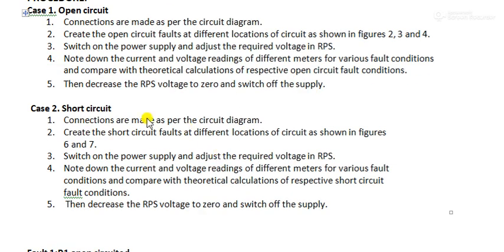The same procedure is continued for short circuit, but with a little bit of change. Connections are made as per the circuit diagram, the same connection. Create the short circuit faults at different locations of the circuit as shown in figures 6 and 7. Now switch on the power supply and adjust the required voltage in RPS. Right. Now note down the current and voltage readings of different meters for various fault conditions and compare with the theoretical calculation of the respective short circuit fault condition. Then decrease the RPS voltage to 0 and switch off the supply.